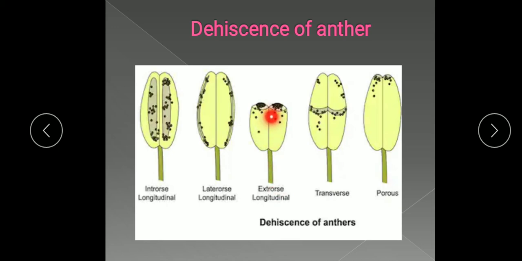And further, extrorse we will see. Here the dehiscence is taking place towards the periphery of the flower. This is seen in argemone. Many are there, like lateral, that is, the splitting is taking place at the lateral side. Then transverse, when splitting is taking place transversely. When it is through a pore, then it is porous. So many conditions are there, mainly extrorse and introrse. These two terms you study repeatedly, or they are asked in the practical part.